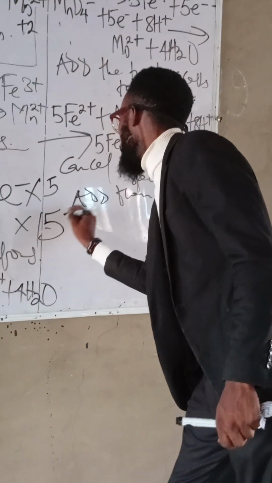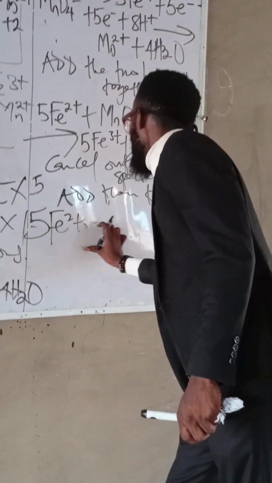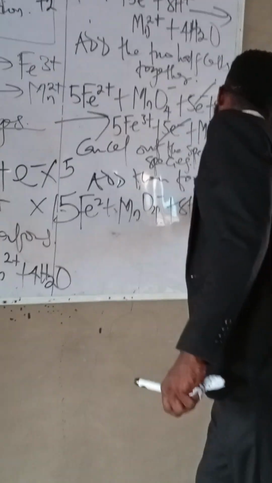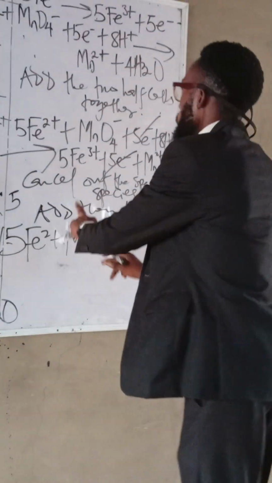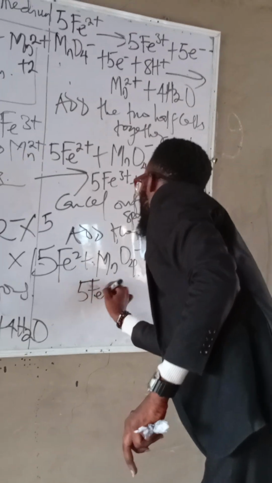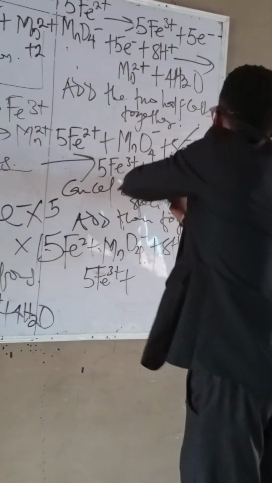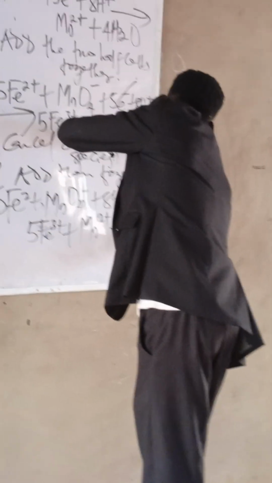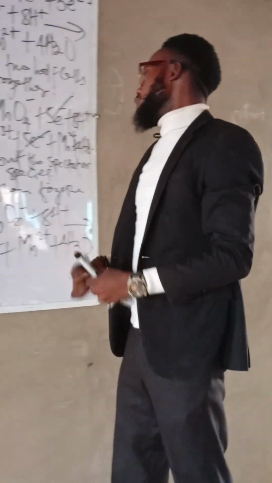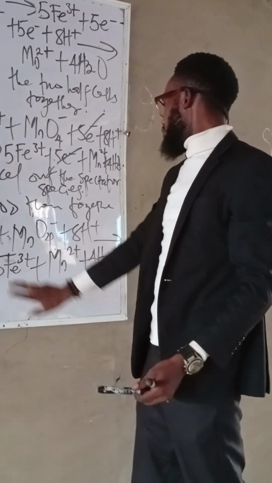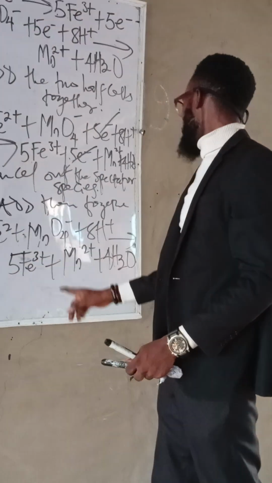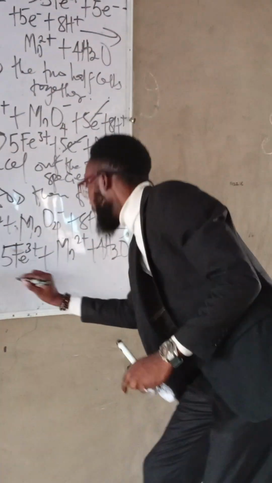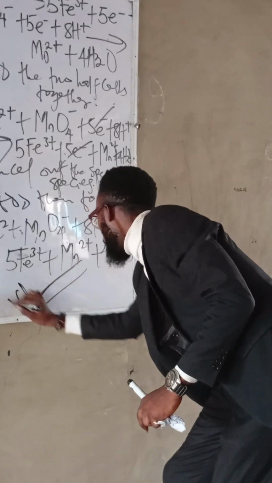So what do we have now? We have 5Fe2+ plus MnO4- plus 8H+ to give us 5Fe3+ plus Mn2+ plus 4H2O. Now to confirm whether you are correct or not, you can look at it very well. You have 5 iron, one manganese, 4 oxygen, 4 oxygen here, 8 hydrogen, 8 hydrogen. Then you have balanced this redox reaction.